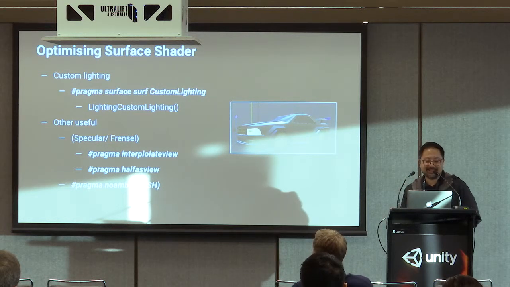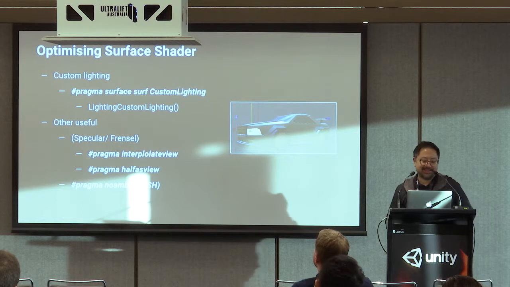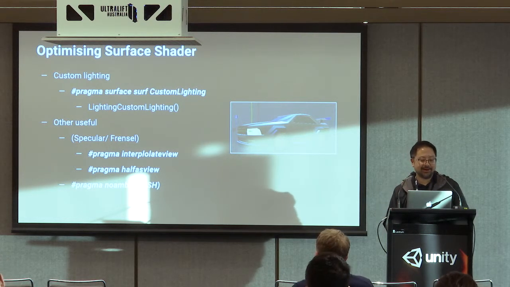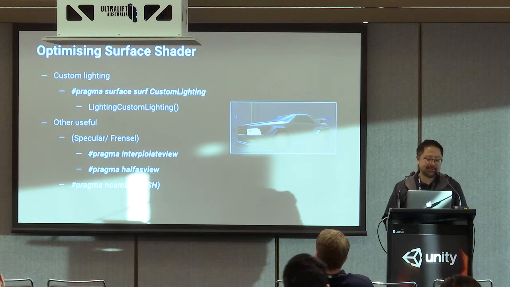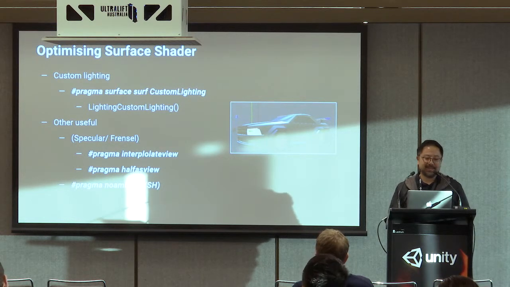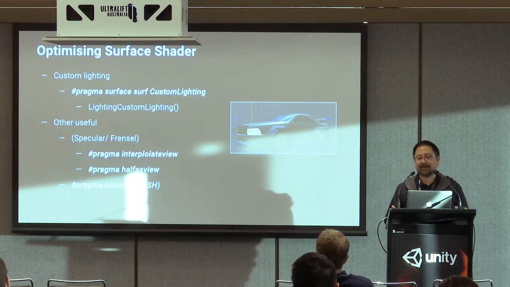Other useful things: Unity has a lot of options you can add to help optimize. One is interpolateview, which says I don't want to calculate the view vector per pixel, I want to move it into the vertex shader. And there's halfasview, which computes a half vector. The half vector is basically used for specular lighting.